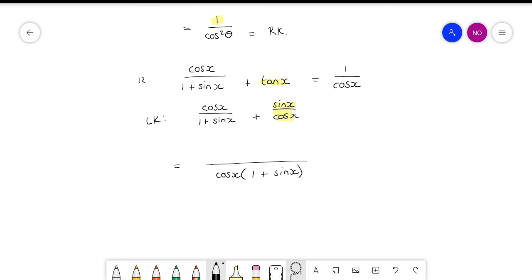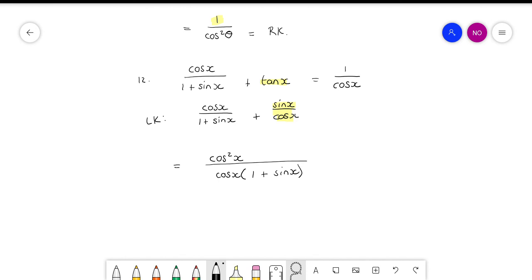Okay. Now I'm going to say, with what did I have to multiply this denominator to get to this common one? With cos x. So I multiply the top by cos x as well, and then I'm left with cos squared x.